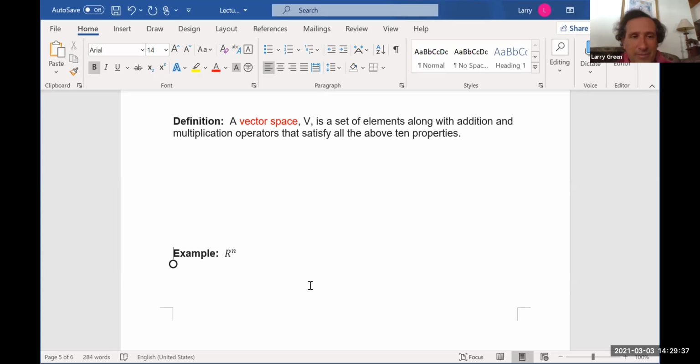So Rn, the set of all vectors in Rn, is definitely a vector space. Okay. To write out the full proof, do you think that'll be long or short?